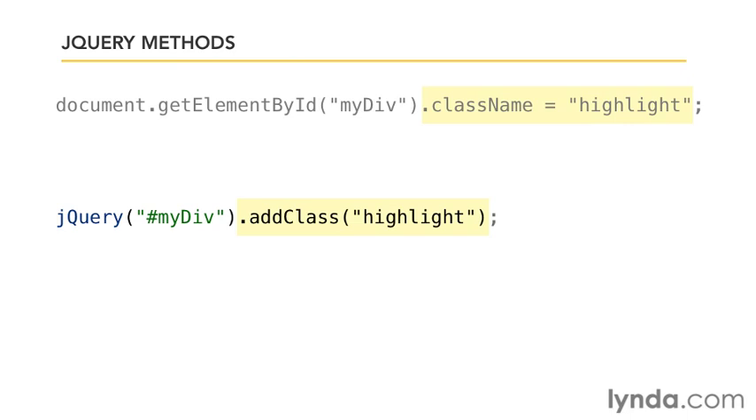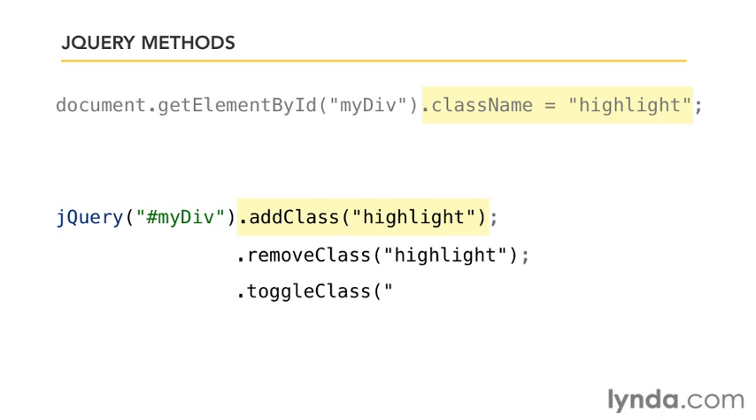And not only do we have an addClass, we also have a removeClass method in jQuery and a toggleClass method in jQuery, which means if the class is not there, add it. If it is there, remove it. And this is a great little microcosm of what jQuery is all about. It's more accurate, it's more flexible, there are more choices. It's kind of what you wish JavaScript did in the first place.